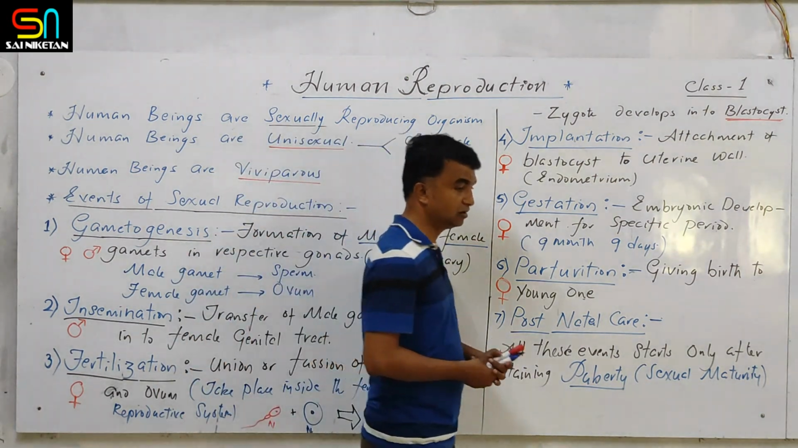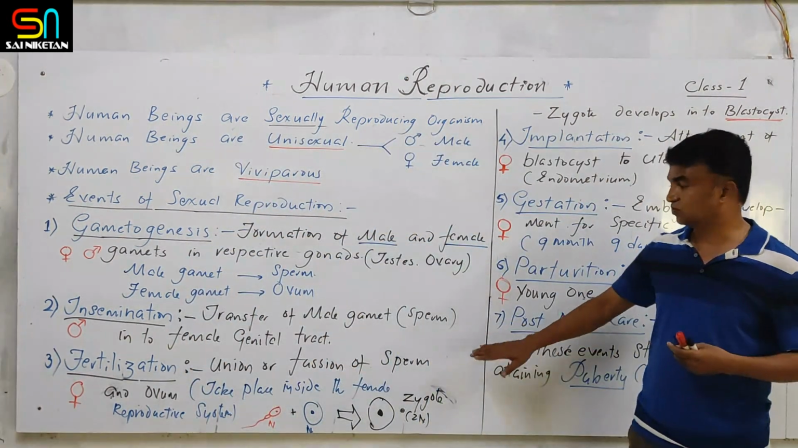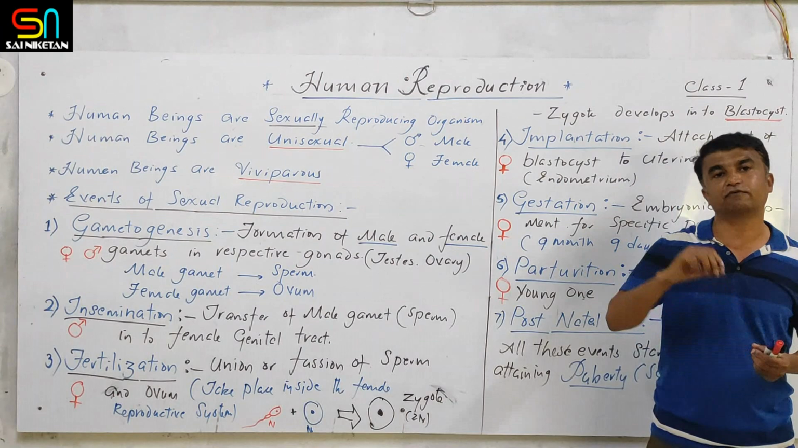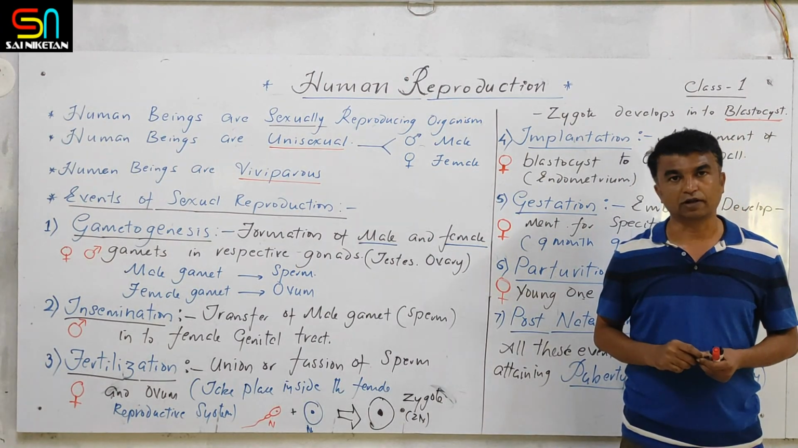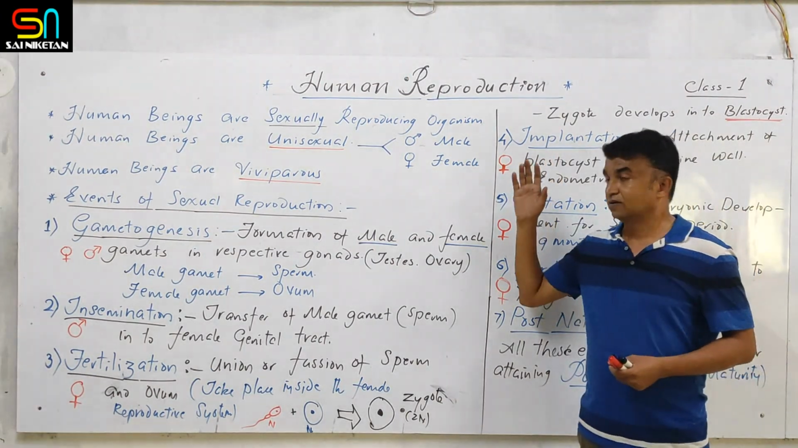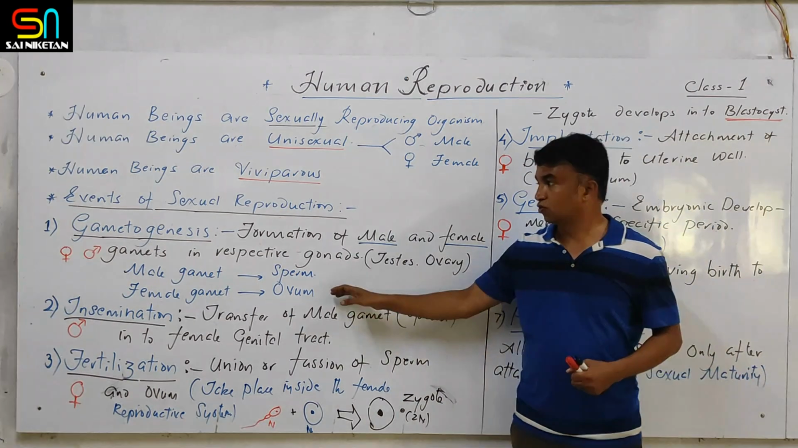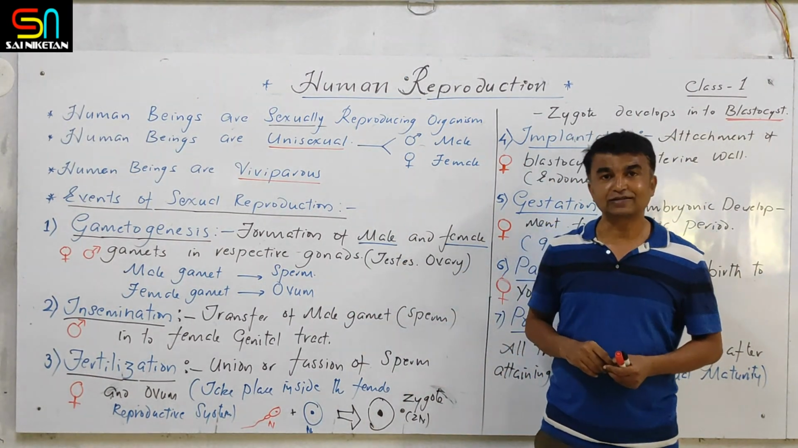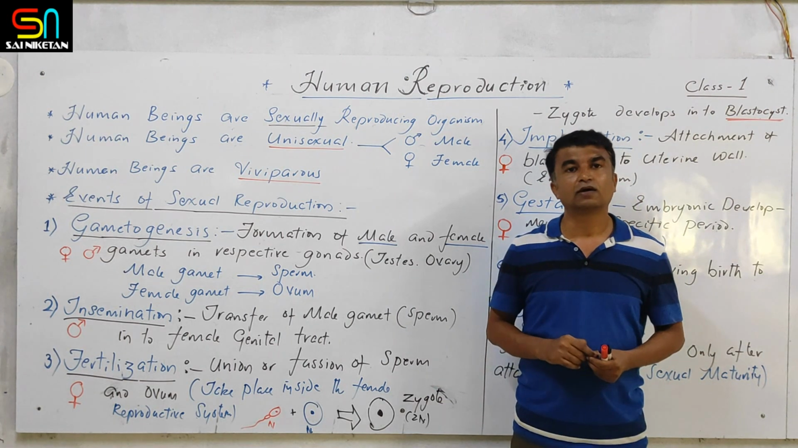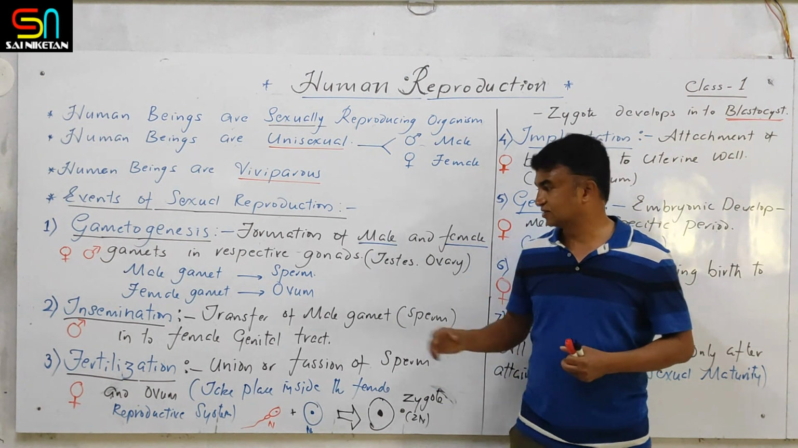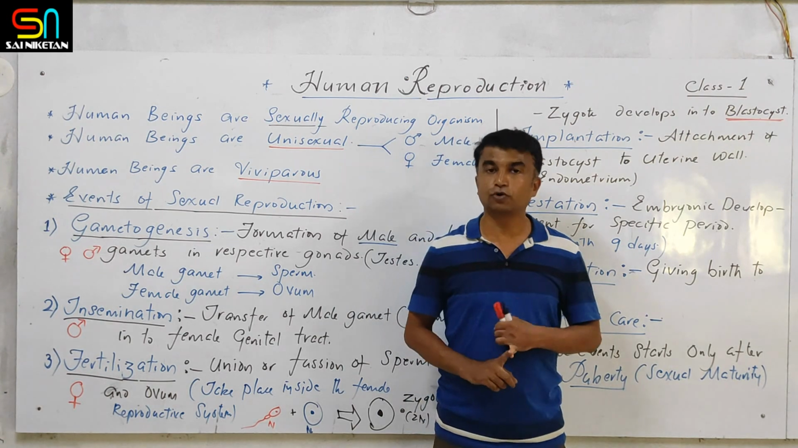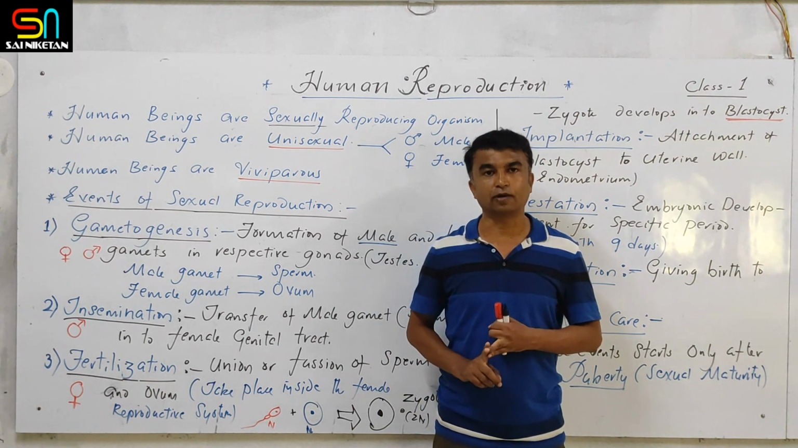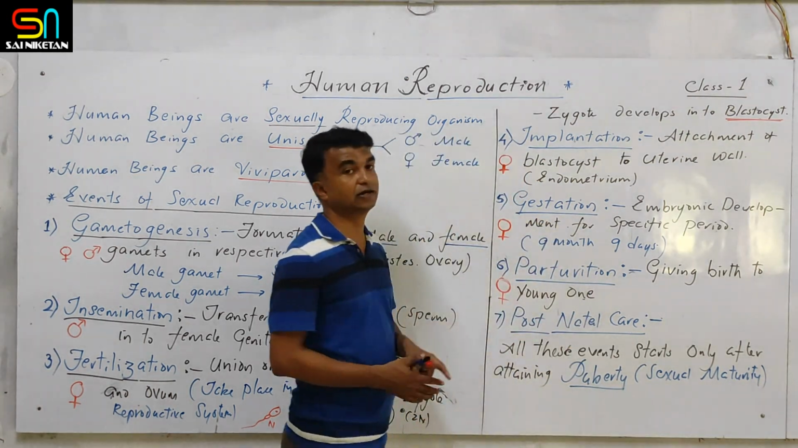So these are the terminologies or events mentioned in the first paragraph of that chapter. In further classes, we are going to cover the same events in detail. In the next class, we are going to cover the next topic, the structure of the male reproductive part and the structure of the female reproductive part. So this is only an introductory class.